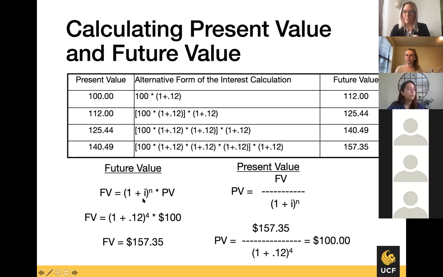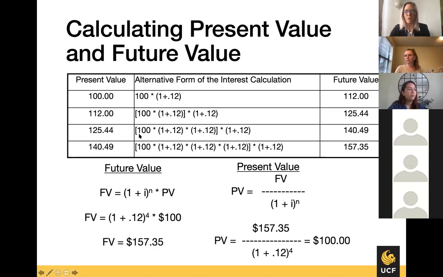Now, it's important to keep in mind here that this I that's representing the interest rate is actually going to be inputted into this formula in decimal form. So instead of 12%, you want to incorporate it as 0.12 in decimal form, okay? Now, N here is going to be the number of compounding periods. And then to finish the calculation, this is a multiplication sign. You're going to take this part of the equation and multiply by the present value.